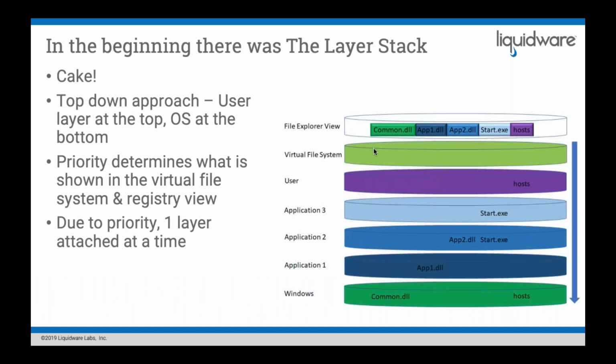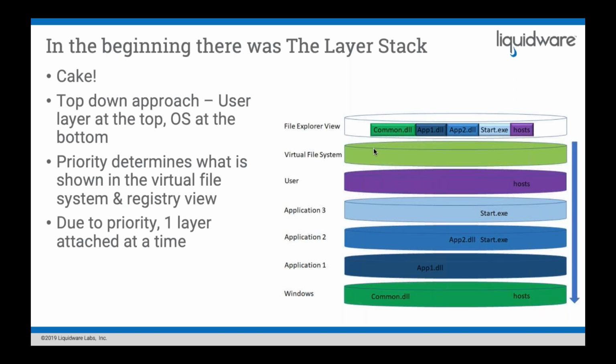So in the beginning, this was Unidesk, this is App Volumes, a layer stack. So basically, think of it as a cake. We called them hockey pucks being stacked on top of each other. So basically what happens is you've got this stack. The operating system is always at the bottom. A user layer, if one is in use, is always at the top. And applications have a priority system within them that determines which application is stacked above other applications.